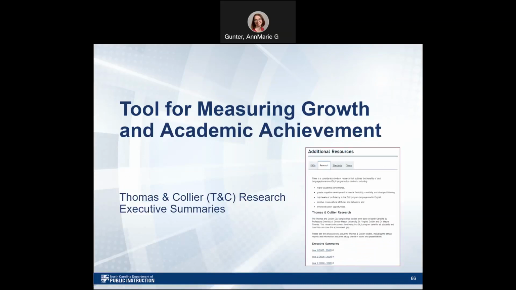So we chose the Thomas & Collier or TNC Research Executive Summaries. We want to focus in on these because they look specifically at academic achievement of our DLI students in their programs across time. That's an important thing to consider when we talk about measuring growth over time, whether we're talking about language proficiency growth or academic achievement with content information.